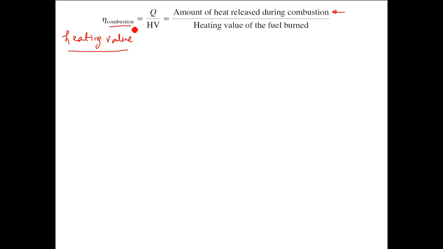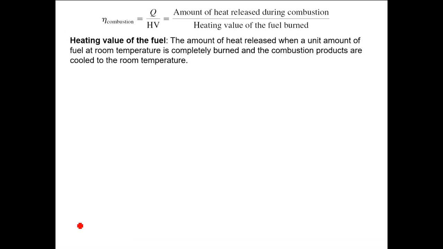So the combustion efficiency is the ratio of the amount of heat released during the process to the maximum that you can draw out, which is the heating value of the fuel being burned. Is this point clear? All right. Now, how do we define the heating value of a fuel? Heating value of the fuel is defined as the amount of heat released when a unit amount of fuel at room temperature is completely burned and the combustion products are cooled to room temperature.